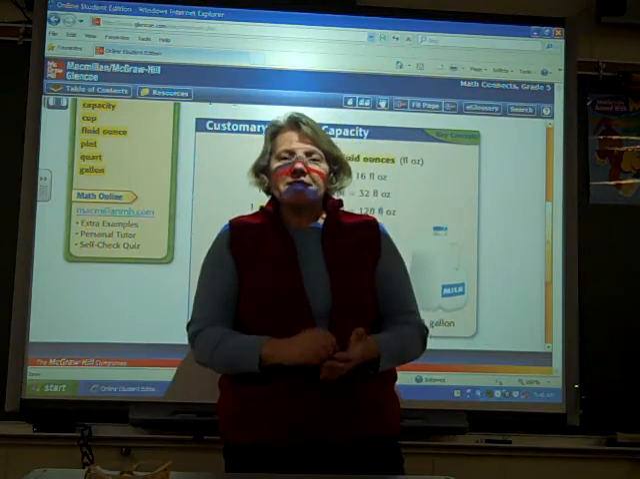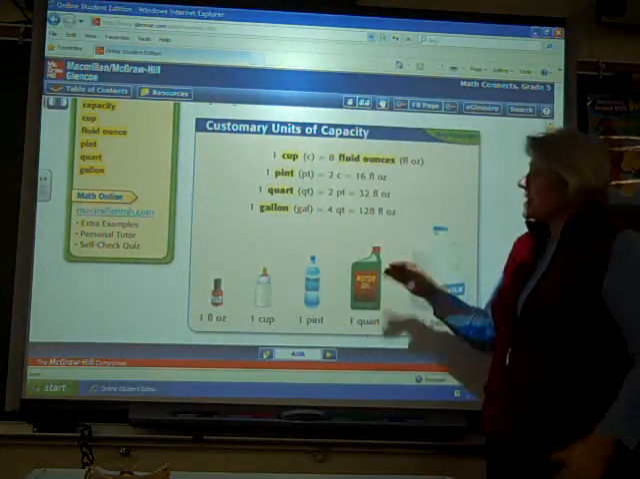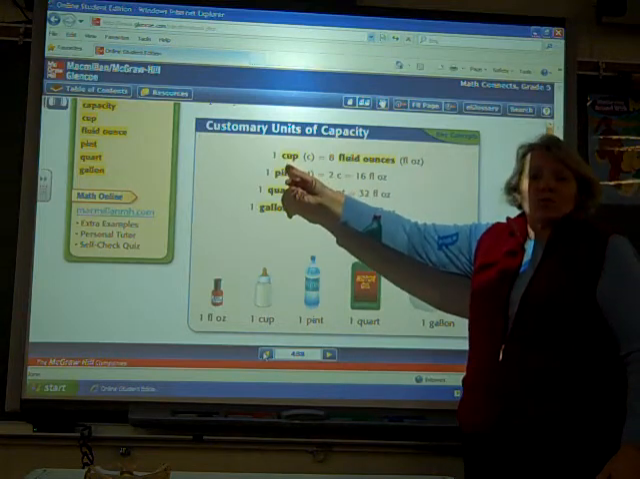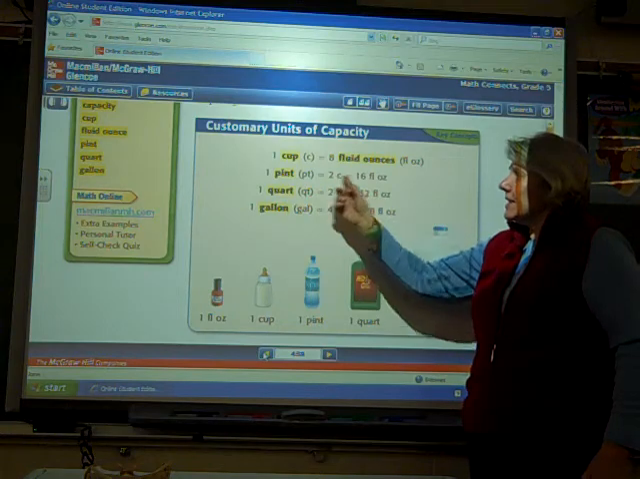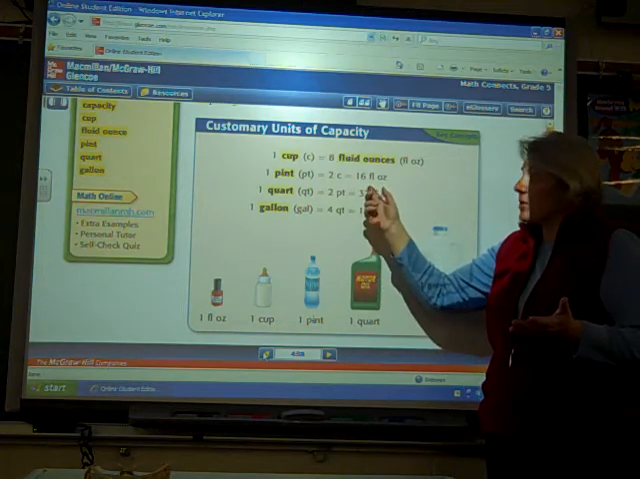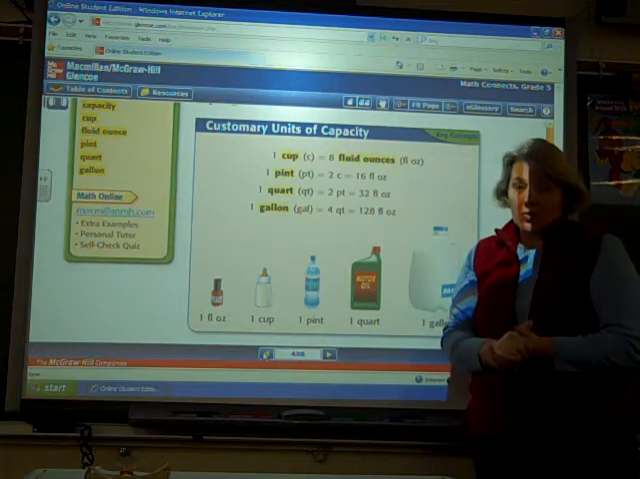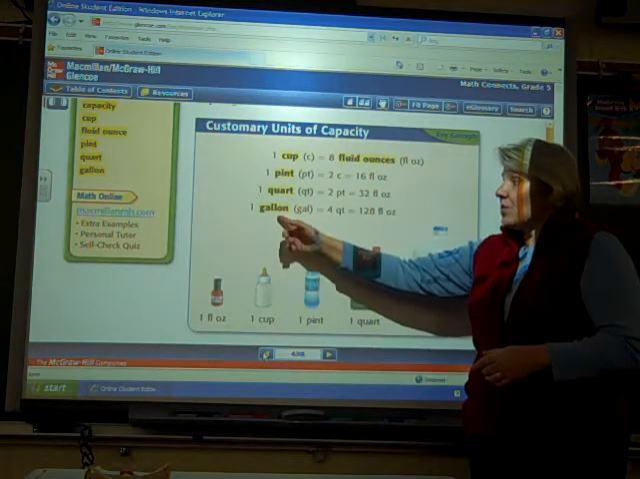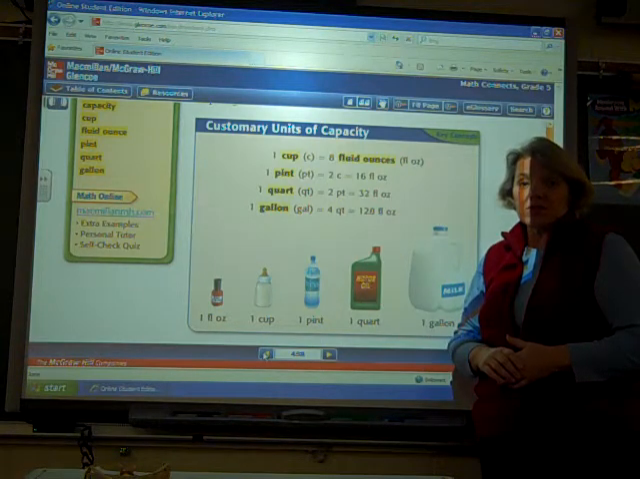Hello, today's lesson is on units of capacity. We have this nice chart to help us with this, ladies and gentlemen, and it says that 1 cup equals 8 fluid ounces, 1 pint equals 2 cups or 16 fluid ounces, 1 quart is the same thing as 2 pints or 32 fluid ounces, and 1 gallon equals 4 quarts or 128 fluid ounces.